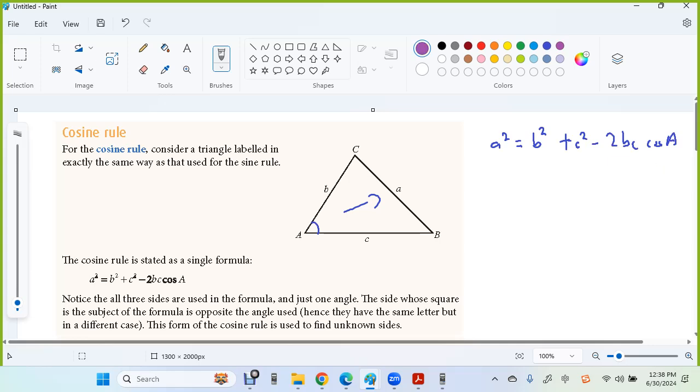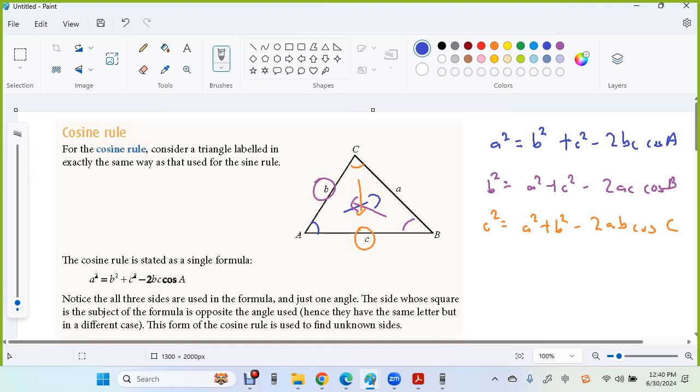If we want to have b square, then we have b square equals a square plus c square minus 2ac cos B. So for c here, we have c square equals a square plus b square minus 2ab cos C.